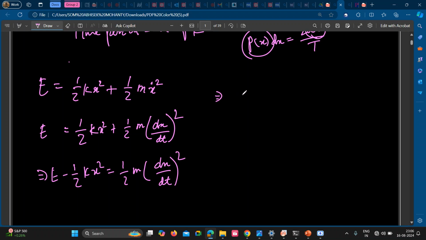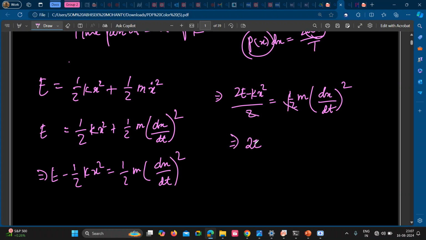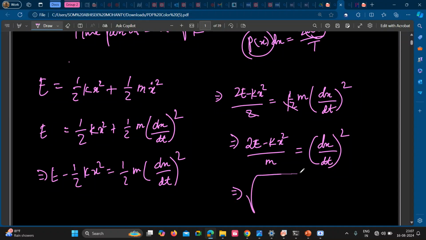So 2E minus kx square divided by 2 is equal to half m into dx by dt whole square. Okay, so half and 2 got cancelled out on both sides. So 2E minus kx square divided by m is equal to dx by dt whole square. Okay, I need dt. I'm getting there slowly. So root over of 2E minus kx square divided by m is equal to dx by dt. Yeah, I got it.